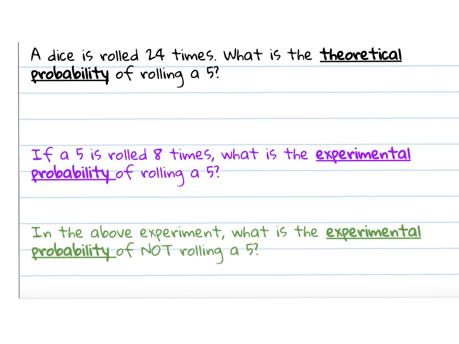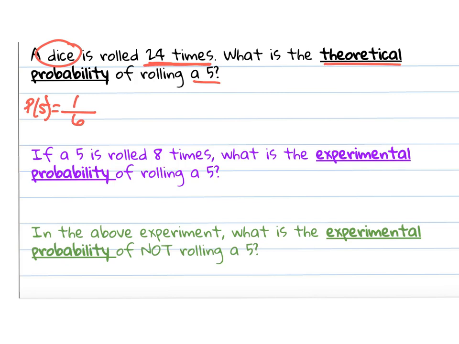A dice is rolled 24 times. This is my sample space. This is what happened. Theoretically, maybe before it even happens, before you know the results, theoretical probability of rolling a 5. So I think of a dice. I could have 6 outcomes. A 5, probability of getting a 5. 5 is one of the 6. So theoretically, it should be a 1 in 6 chance.